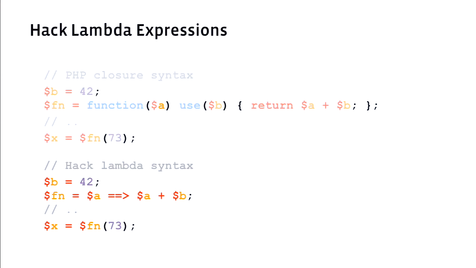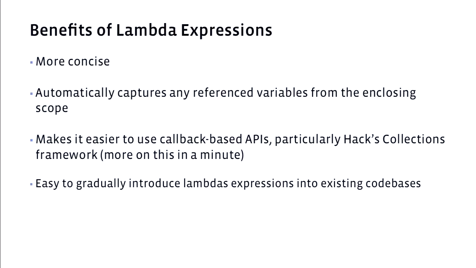First, you'll notice that it's just much shorter. If you compare the two, you'll see that Hack Lambda syntax doesn't have the keywords that aren't really that meaningful: function, use, return. Also, you'll notice I didn't have to explicitly list $B as a variable getting captured. Hack Lambda expressions will just automatically detect what local variables you're using from enclosing scopes and import them for you. So there's a good side-by-side comparison of what the two look like.